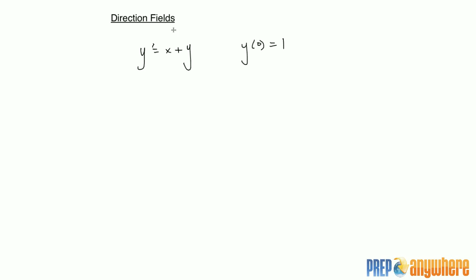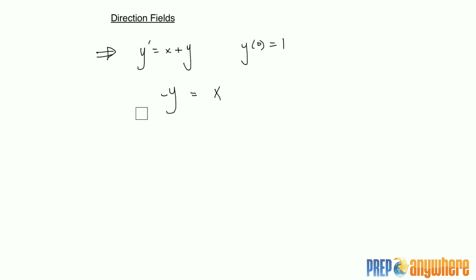Okay, direction fields. So let's go back to just thinking about this equation. We have y prime is equal to x plus y. Now let's attempt to integrate this to find out what y actually is. Alright, so let's bring the y together and you get y prime minus y is equal to x.